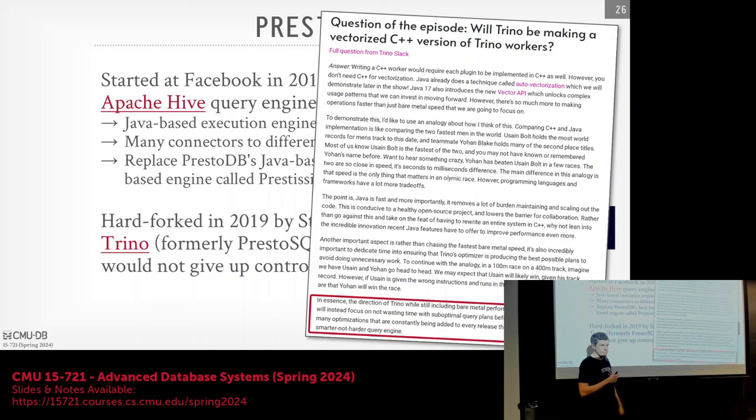So is Hive the query engine, or is that the...? Hive is the query engine, the same way that Dremel is a query engine, Presto is a query engine, Trino is a query engine. Okay, so how are Presto and Hive connected? The question is how are Presto and Hive connected?